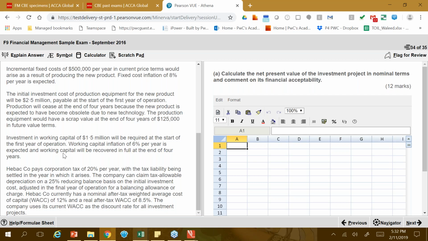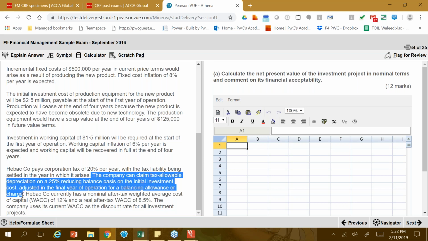So all three features will apply here on this question. Then finally it says Payback pays tax at 20% per year, with the tax liability being settled in the year in which it arises, which means we have got tax in the same year. The company can claim tax allowable depreciation on 25% reducing balance basis on initial investment cost, adjusted in the final year of operation for a balancing allowance or charge. So we will also look at this depreciation information.